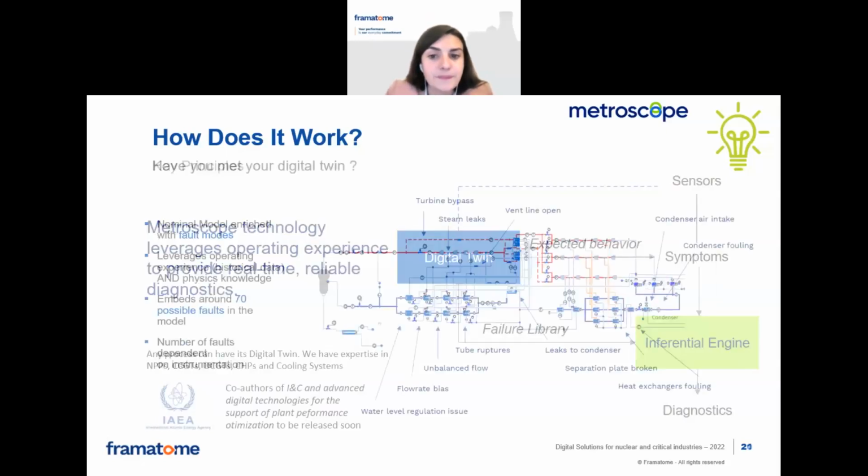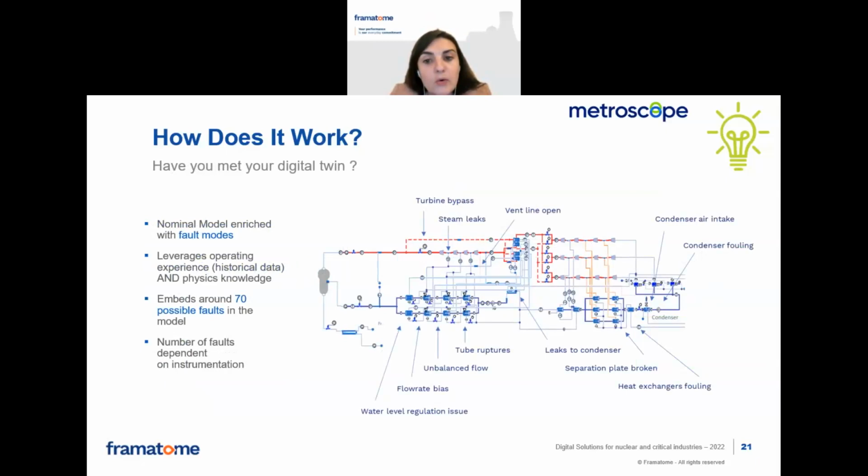Next slide, please. So, as you can see, we have our digital twin, and we enrich this digital twin with fault modes, which help us to characterize for each fault the different relevant symptoms. As you can see, we embed around 70 possible faults in the model. And this model is, again, leveraging both physics-based knowledge and operating experience using historical data.